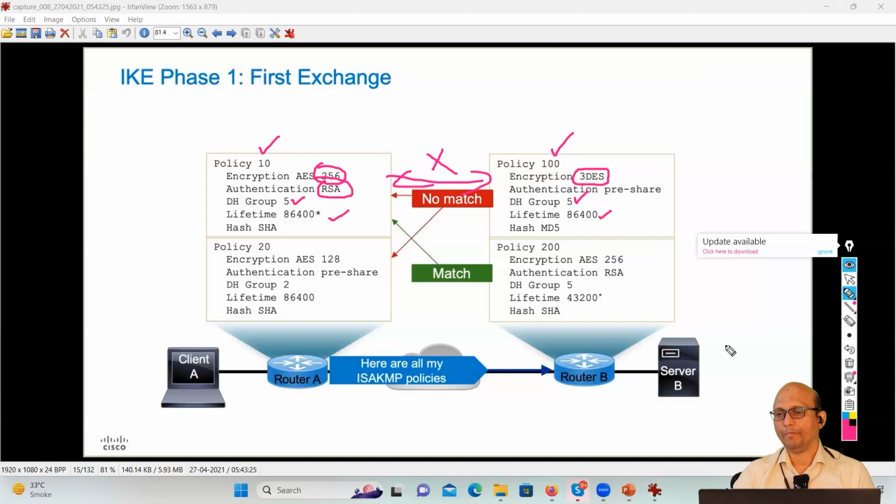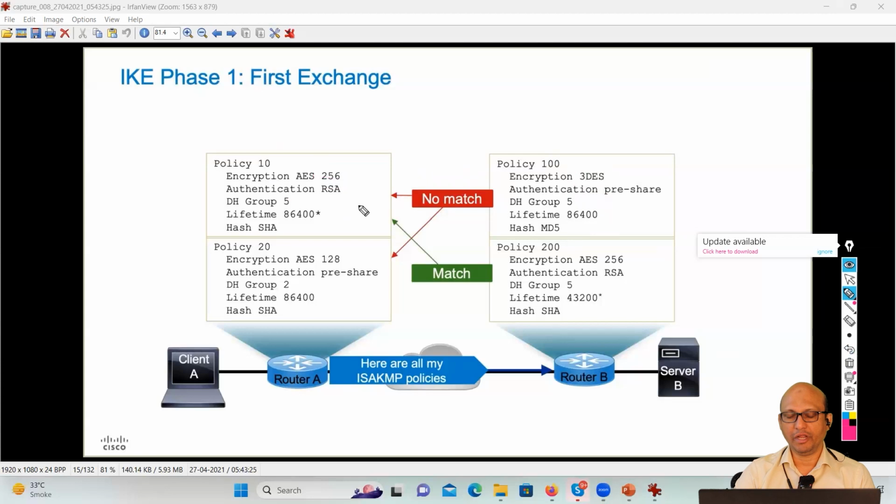So anyhow, both of them started negotiating the policy, and you won't believe it, this policy got matched with this one. And this is the one that is not matching. So we'll consider this policy. On router A, we'll consider policy 10. On router B, we'll consider policy 200. Now what? We'll go and discuss the authentication method, pre-shared and RSA.